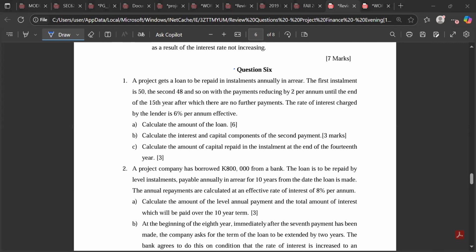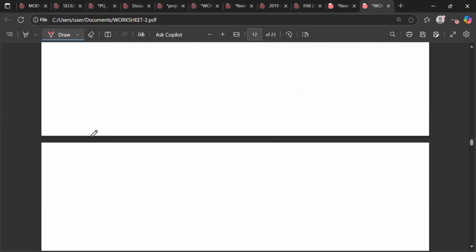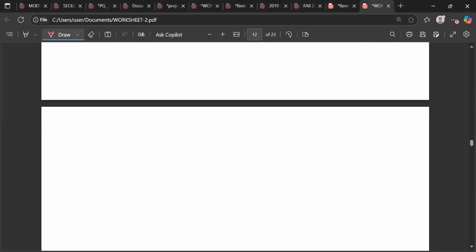Now this one is fun, right? We're looking at decreasing installments because the loan is repaid by 15 annual installments in arrears. Which means that the first one is 50, second 48, 46, 44, 42, 40, and so on and so forth. Effective interest rate is 6%. What we're dealing with here is what we would call an arithmetic gradient repayment system.